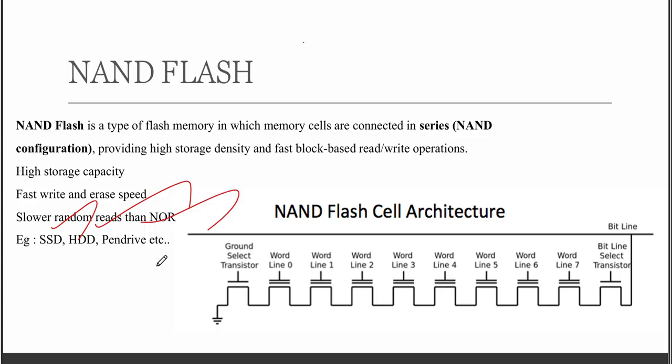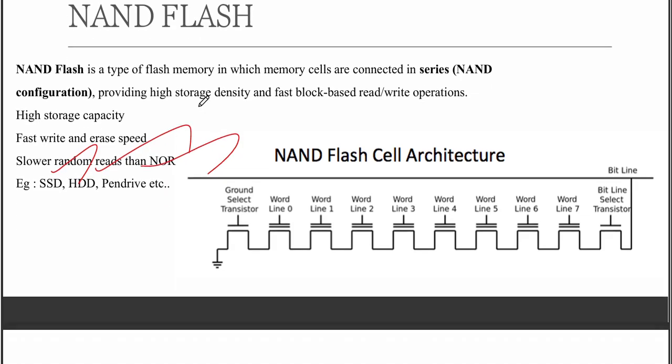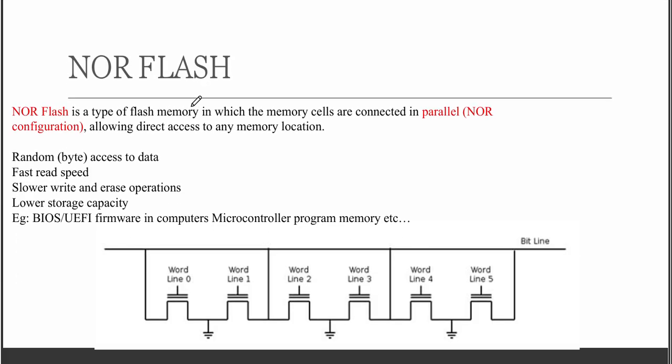Okay. But for read operation, NAND is not used. That's why we are using NOR flash. NOR flash is also a type of memory in which memory cells are connected in parallel. Memory cells are produced as transistors.